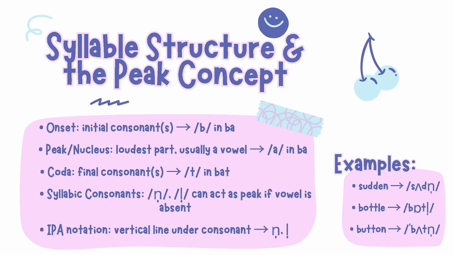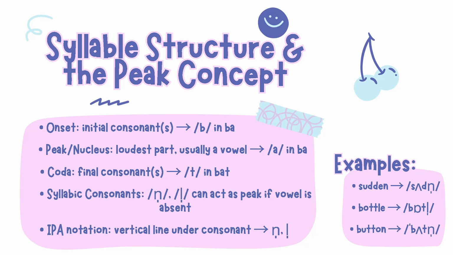Now let's look at the structure of a syllable. A syllable usually has three parts: the onset, the peak or nucleus, and the coda. The onset is the first consonant sound in the syllable, for example, b in ba. The peak or nucleus is the loudest part, usually a vowel sound like a in ba. And the coda is the last consonant sound, like t in bat.